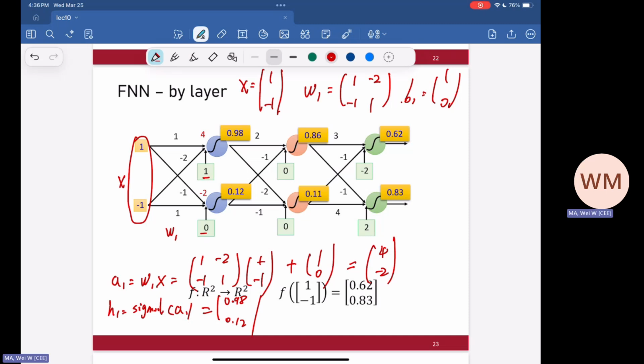So you can see that this is calculated by layer. We are not calculating one by one. The trick is that I'm using matrix multiplication, and then you can directly calculate the whole layer at the same time. This is a 2-layer network, but if it's a 100-layer network, it's still matrix multiplication. This can significantly enhance the calculation speed.